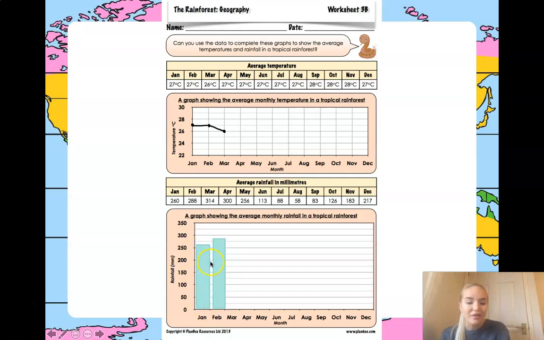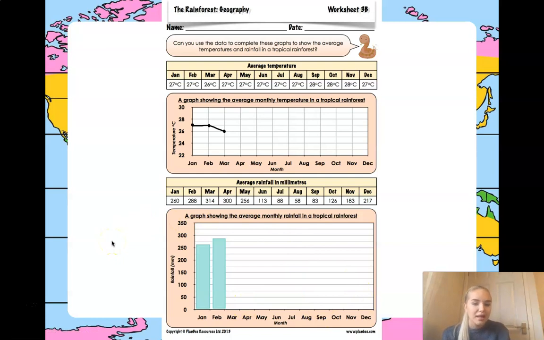And then I'd leave a gap so I can clearly see that my next one is February, and I can see that February is 288 millimetres. So I'd go all the way up to where I think 288 is. I can see that it's not going to be here because that's 350. It's not going to go past this line because that's 300. So I've had a rough estimate, a guess, and I think 288 is around here. So I'm going to draw my bar. And that's what you would do for the rest of the months.